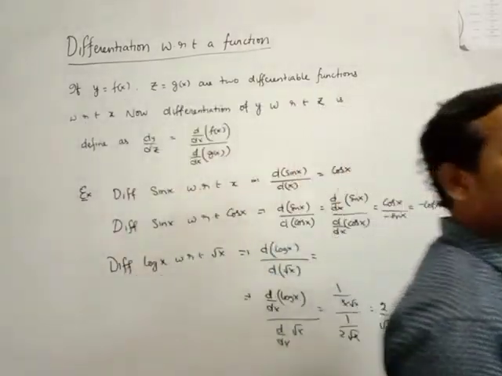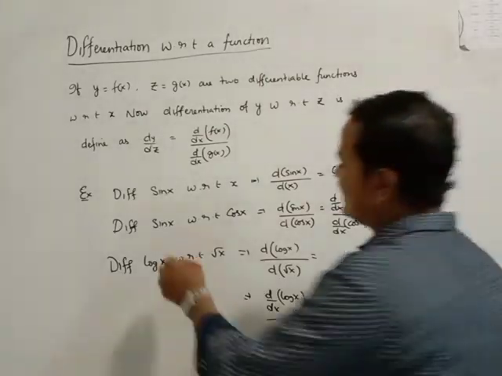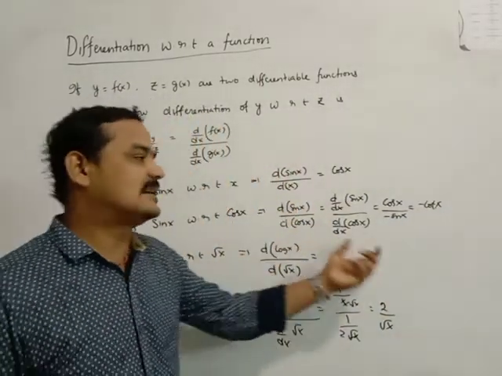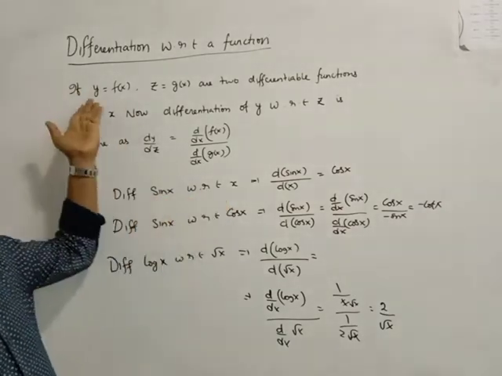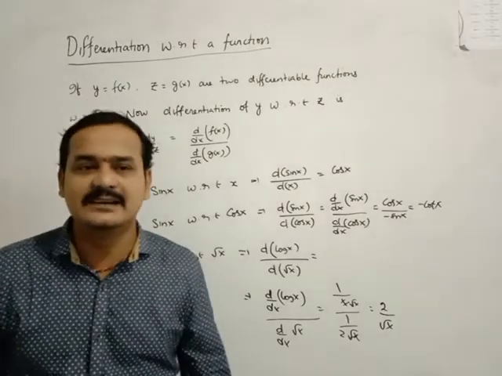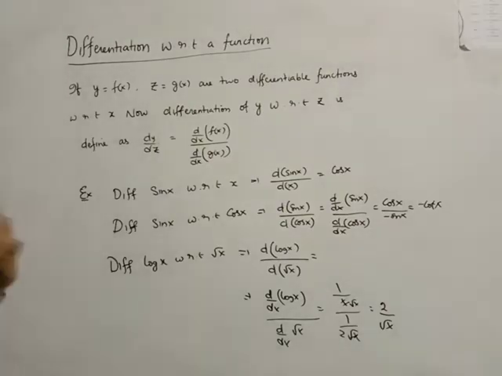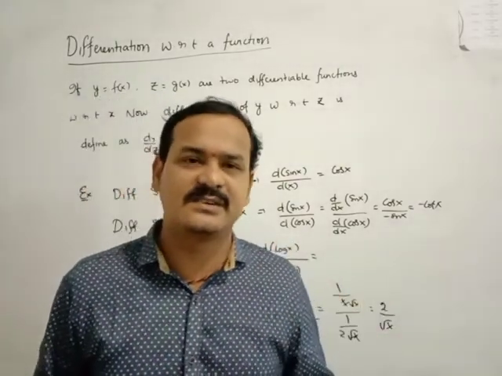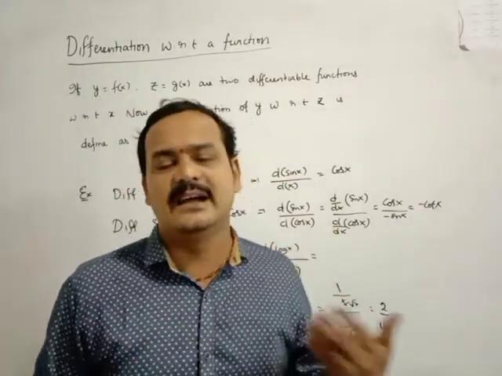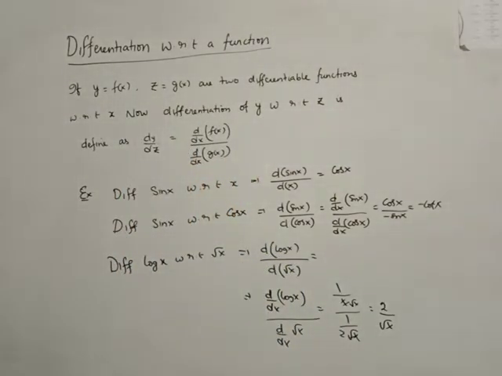Instead of x, you can give another function. Here sin x and log x are small functions, so I can do it directly. If the functions are lengthy or big, then consider one as y and one as z and simplify. It is a very easy topic, no need to think more. Simply find the derivative of the first function with respect to the second function: consider the first function as y and the second as z and find dy by dz.